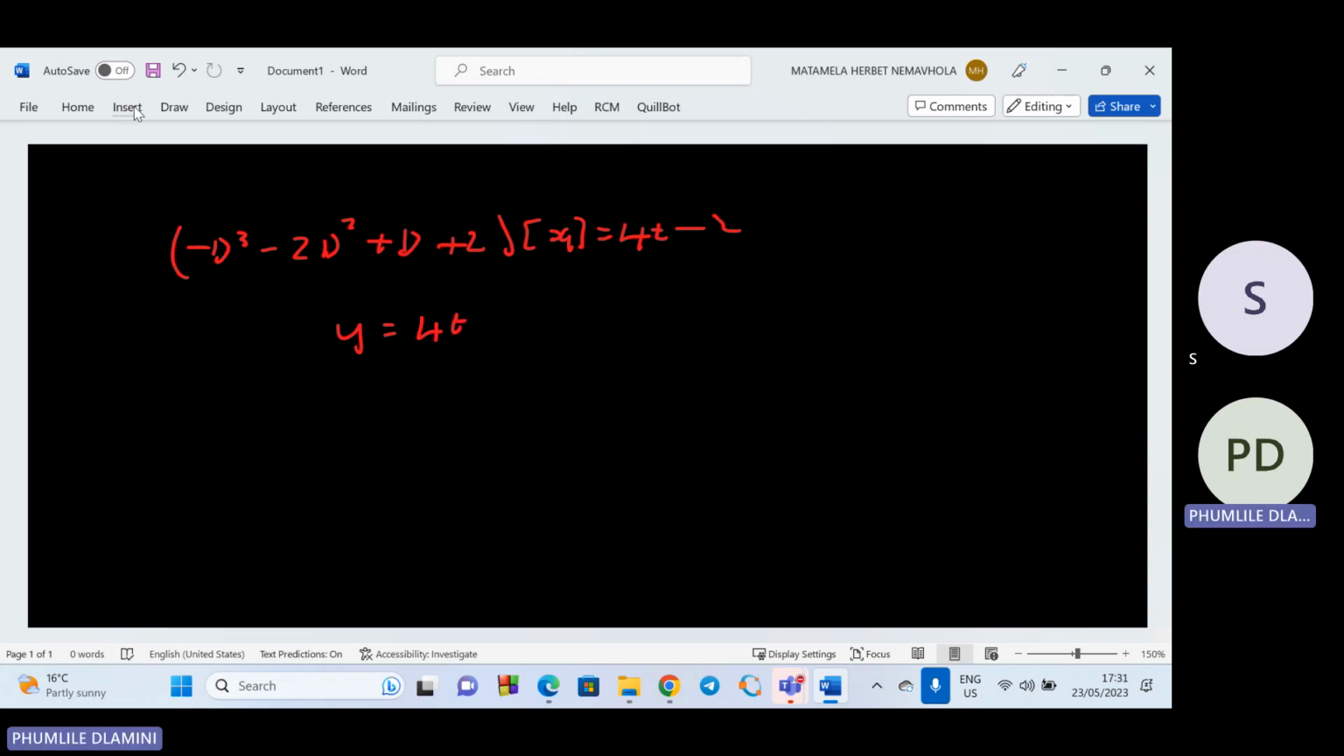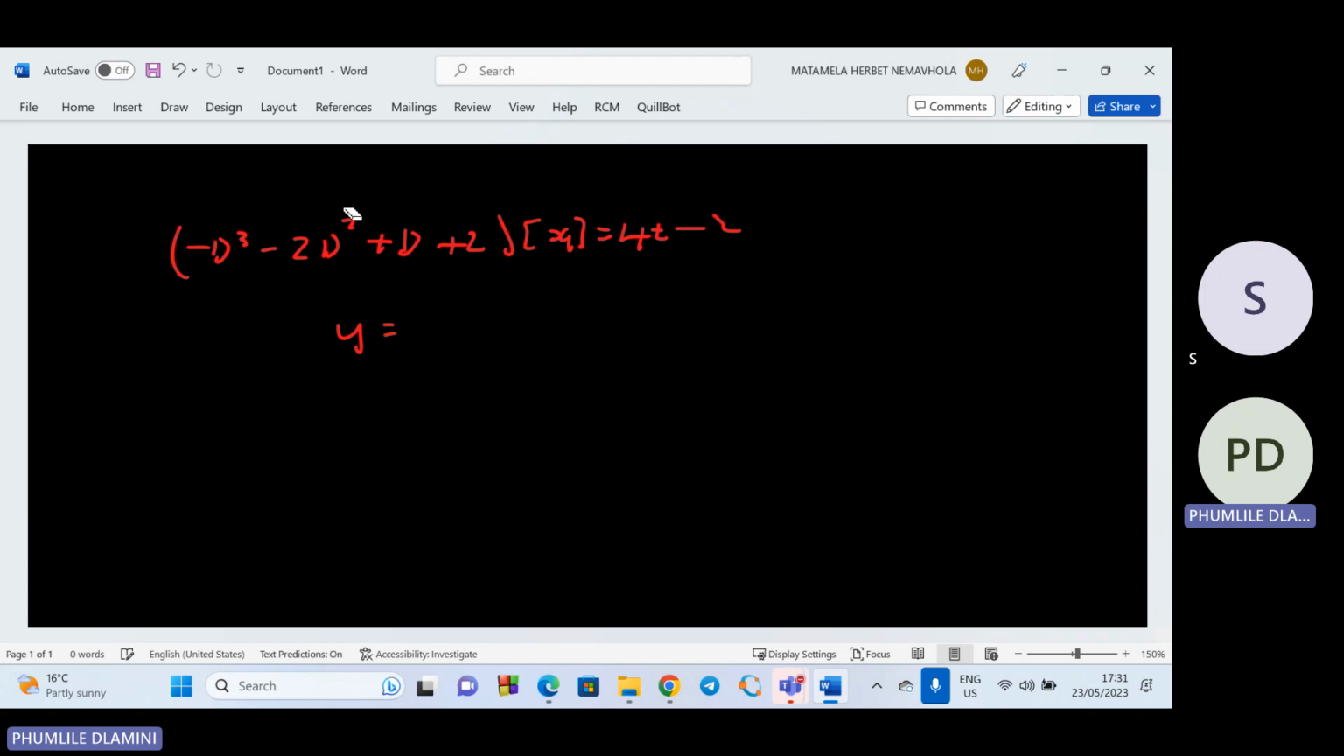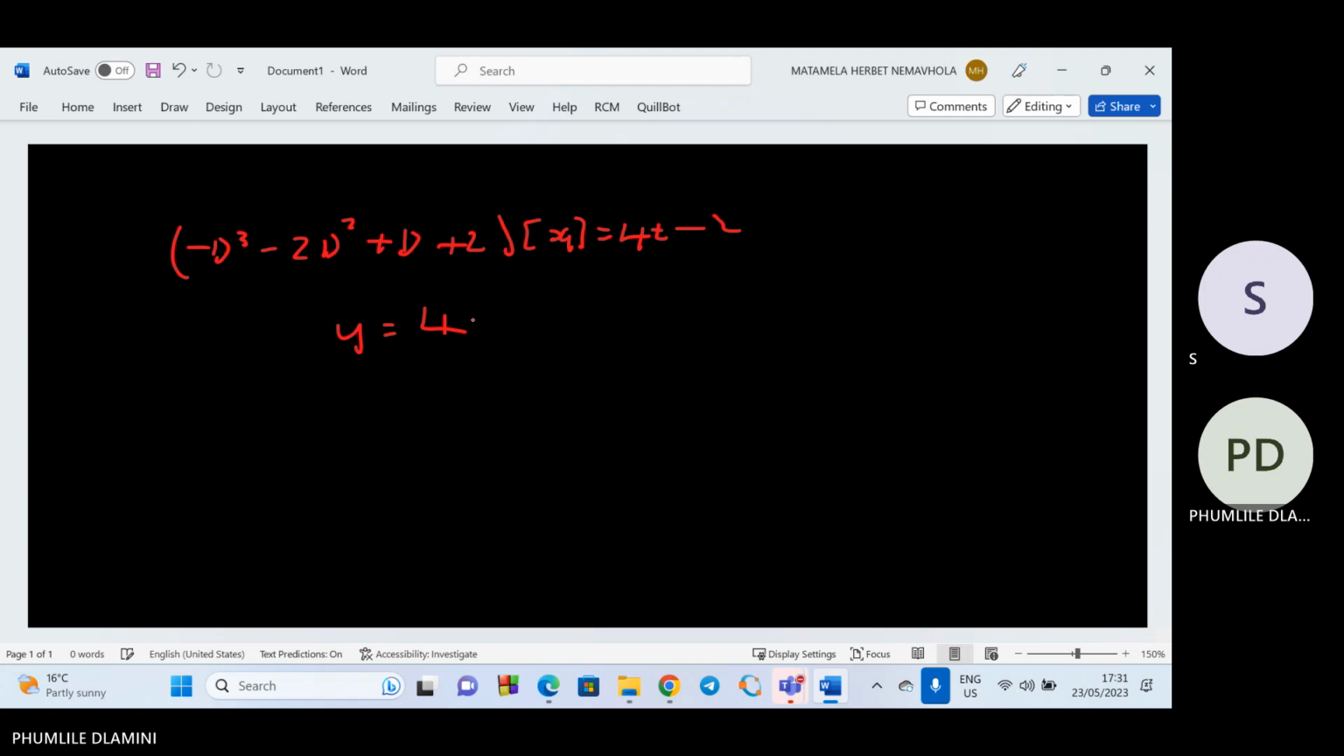Instead of 40, we are not going to say 40. We are going to use an alphabet, A and B. We're going to say our y equals 4t plus b, or at plus b. Then our y prime is going to be equal to 4. Then our y second prime is going to be 0. And our y third prime is still going to be equal to 0.